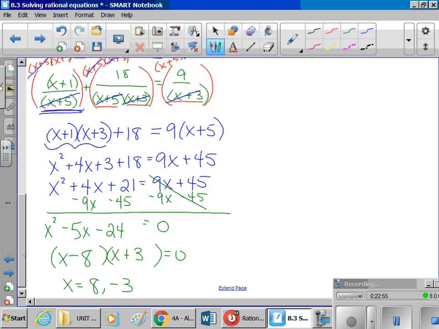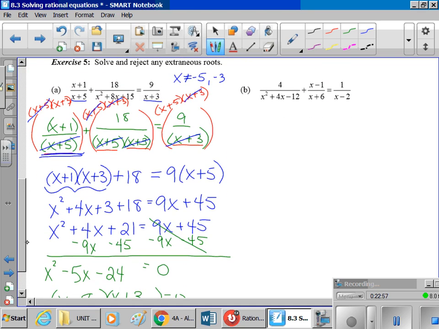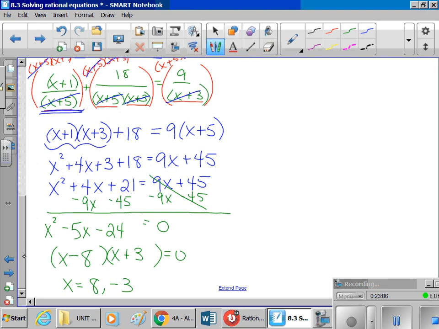So remembering what we talked about up at the top here in blue, we said because of our domain restrictions, x cannot equal negative 5 and it cannot equal negative 3. So when we get down here to our answers, we have to reject this one. So the answer is simply x equals 8 is the only one that works.